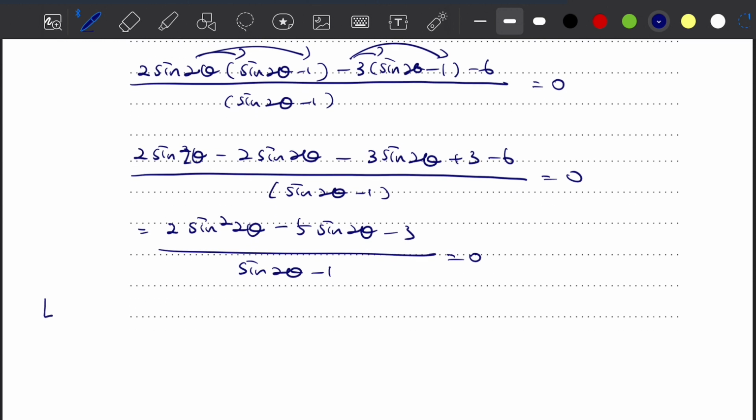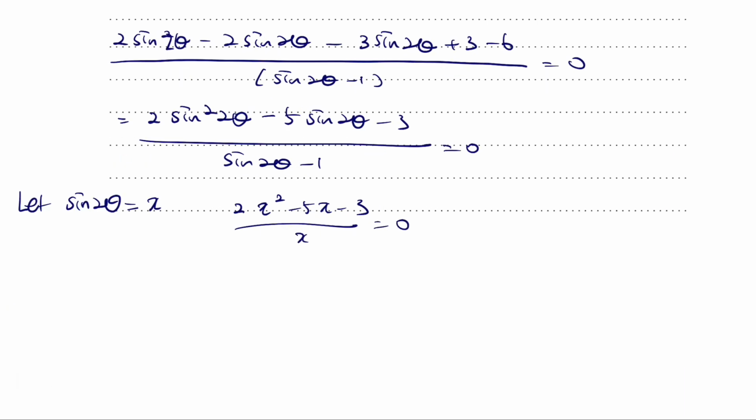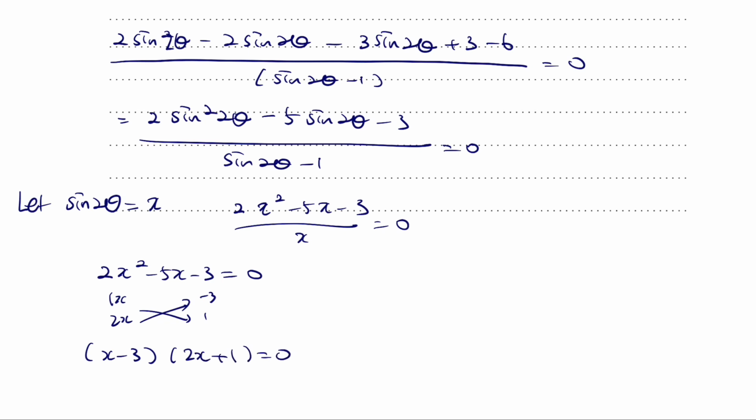Then when we let sine 2 theta equal x, we can say 2x squared minus 5x minus 3 over x minus 1 equals 0. Then this is the same as 2x squared minus 5x minus 3 equals 0. Then we can factor this out, and we know that this factors into x minus 3 times 2x plus 1 equals 0. Then x is either 3 or minus 1 over 2.